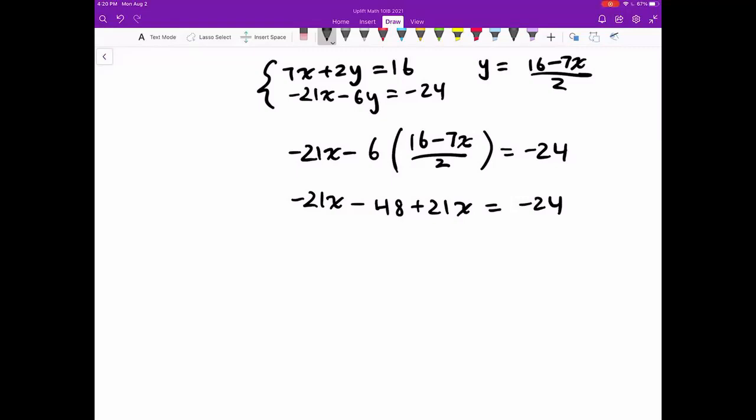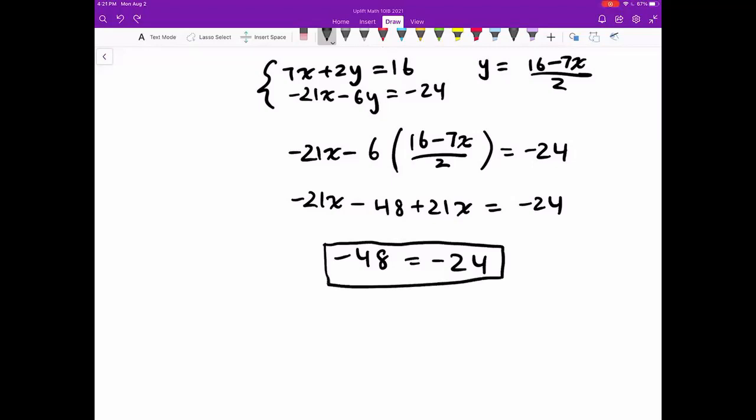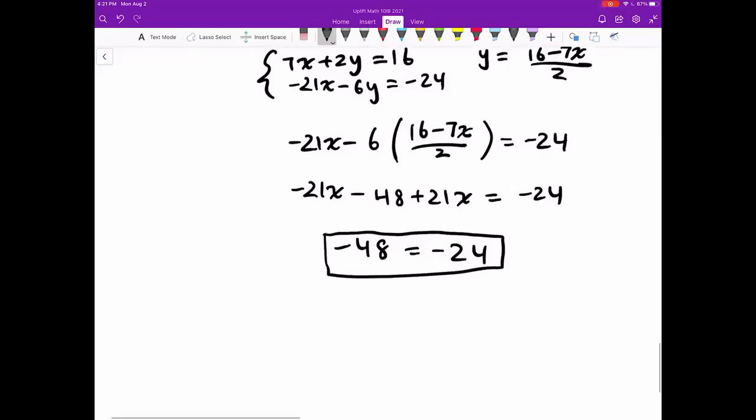So this would be an example of no solutions. The 21x and the negative 21x cancel out, and this statement just doesn't make any sense. If we do everything correctly and we get to something that does not make sense at all, like negative 48 equals negative 24, then that means there are actually no solutions to the system of equations.